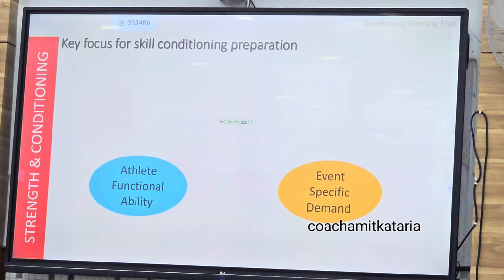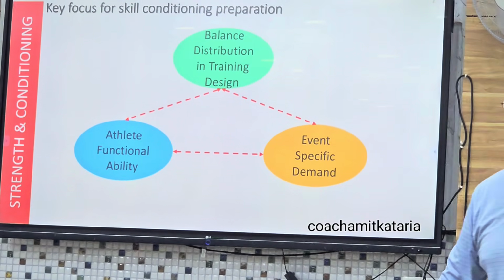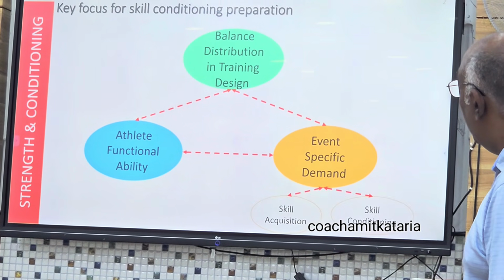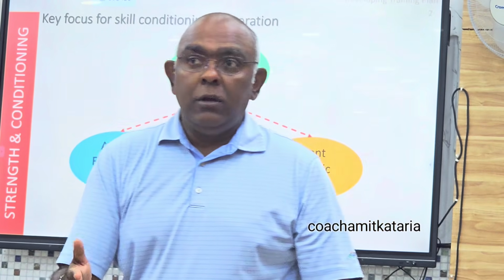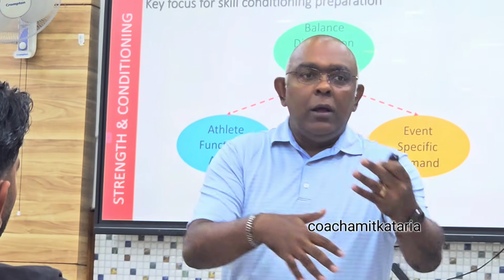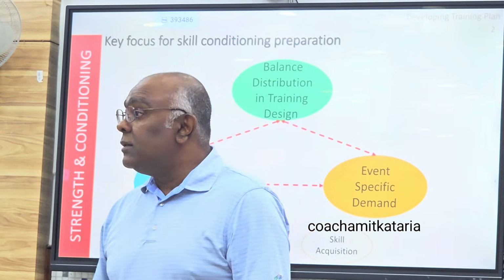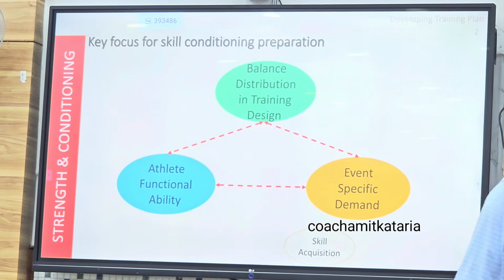Okay, so we covered this already. In event-specific demand, there are 2 parts. One, of course, is skill acquisition. This is your technical models. Remember your technical progressions: you break down the skills to teach athletes step by step, step 1 to step 6 in our level 1. Okay, so this is your skill acquisition.